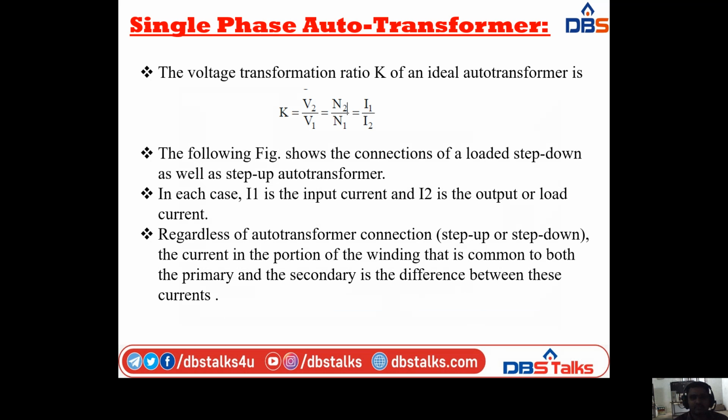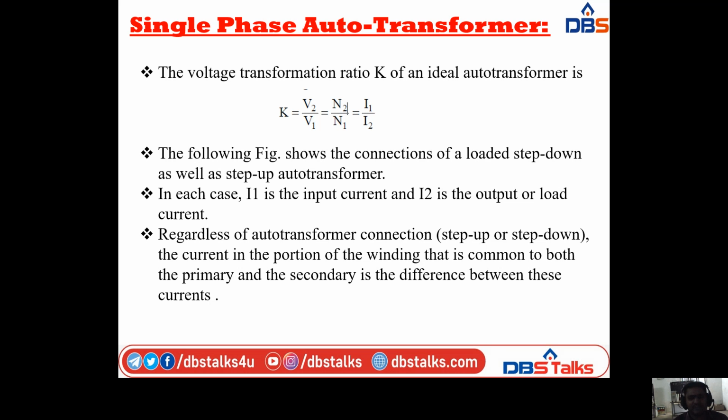Next, the voltage transformation ratio K of an ideal auto transformer is K equal to V2 by V1, equal to N2 by N1, equal to I1 by I2. We already know this from the basic transformer concept. This is the transformation ratio of an ideal auto transformer.